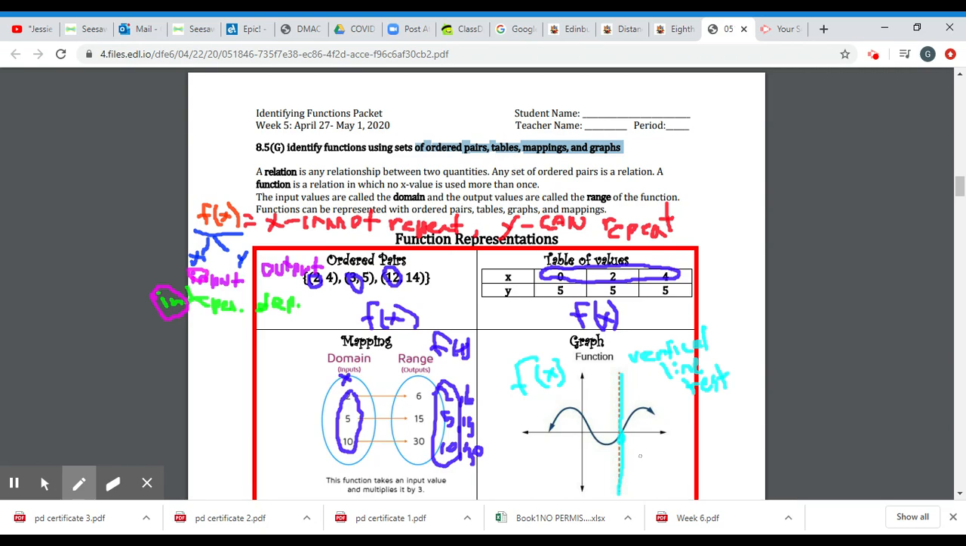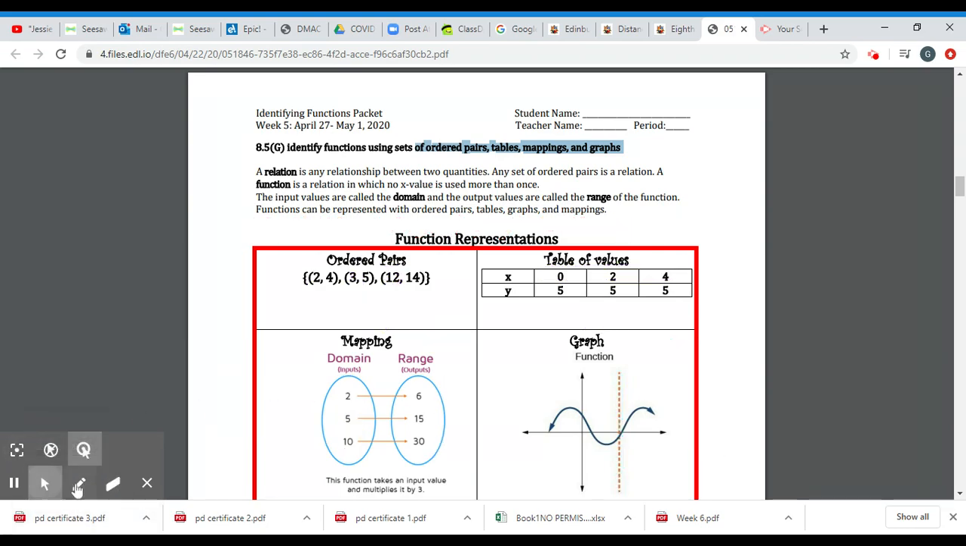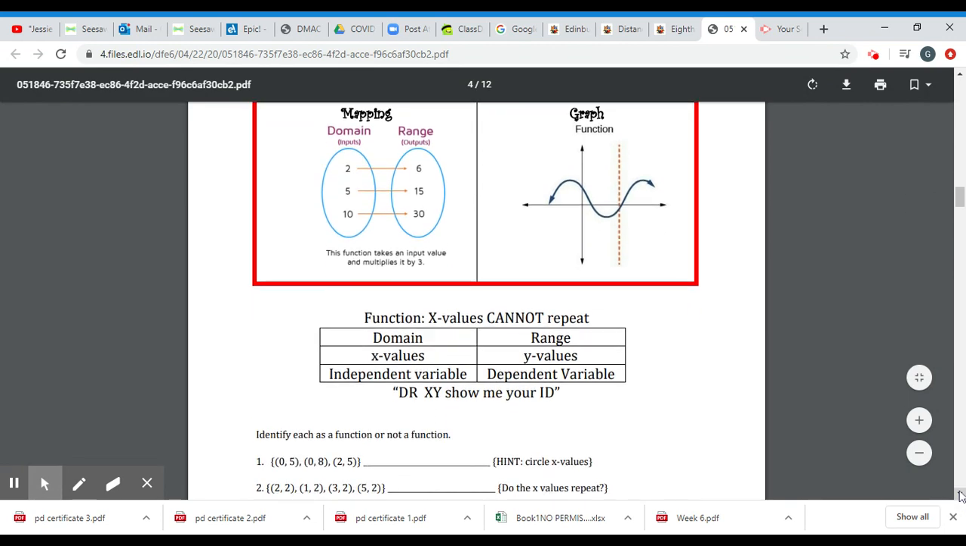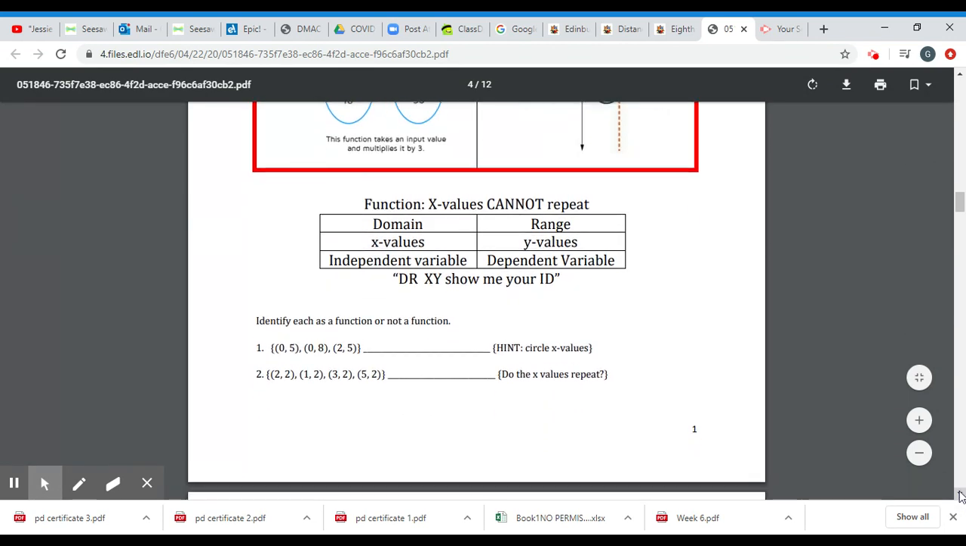But just remember that if we're talking about functions and if you see a graph, you need to do this vertical line test. And you look at it visually. Wherever you decide to draw that line, it's okay, but then look down the rest of the graph and make sure that you don't see a spot where it could be passing more than once. Okay, and that's what we're working on this week.